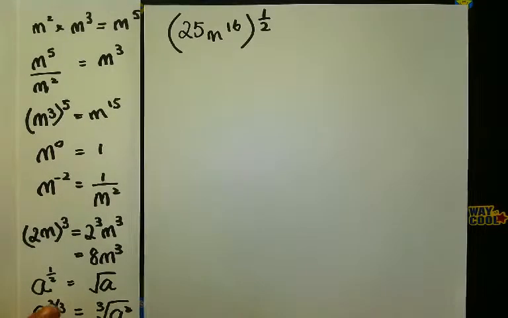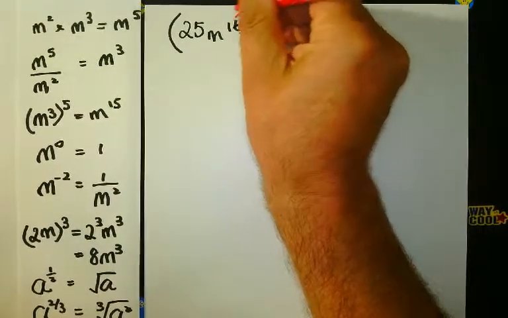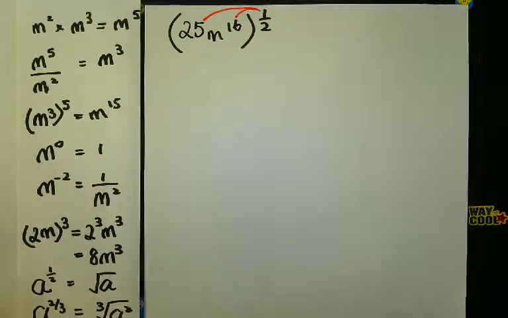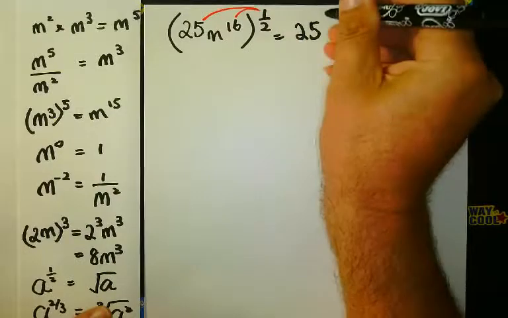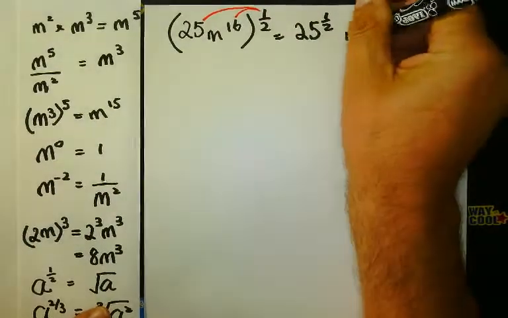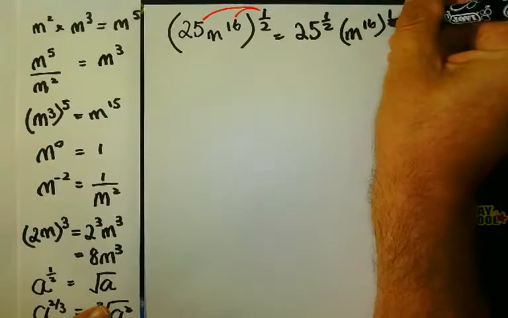Okay, so let's look at this question. This one is a power on a power and also a power on a coefficient. So we could write this out separately. We could say 25 to the power of 1/2, and at the same time m to the power of 16 to the power of 1/2.